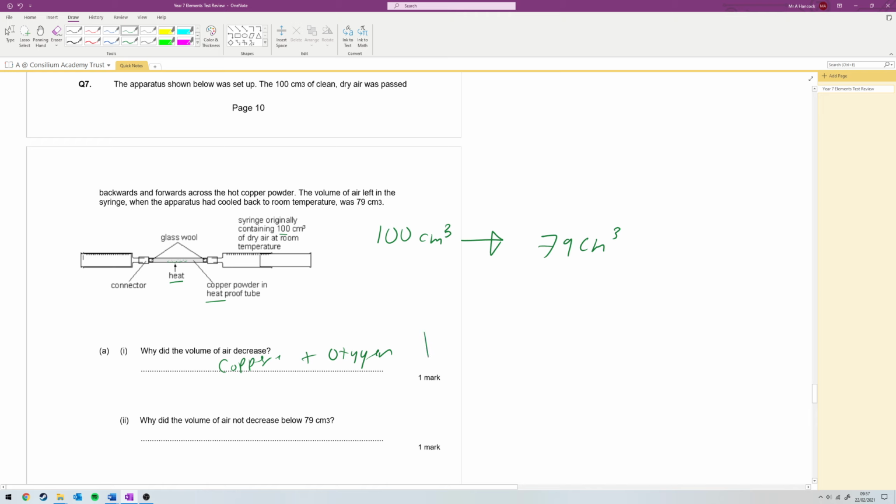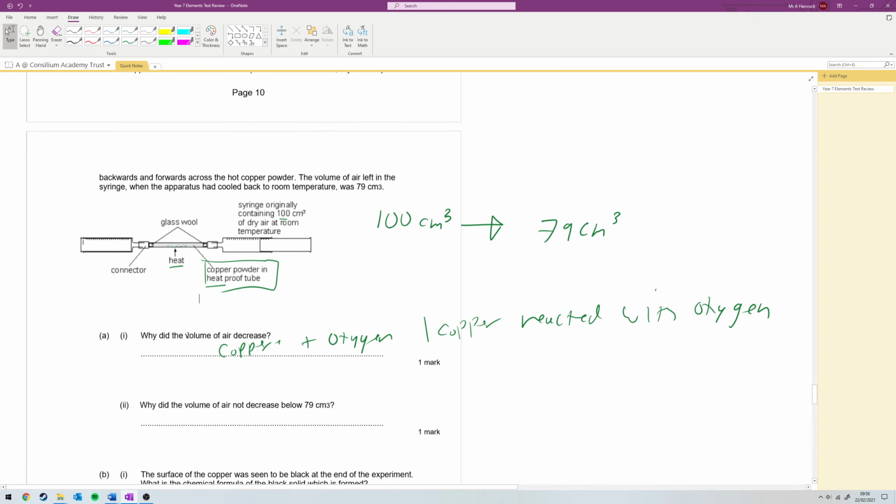So what I would write is copper reacted with the oxygen. Now, if you didn't know that copper reacts with oxygen, from this experiment, they've given you enough information for you to figure out that the copper, this copper here that they put in this tube, has reacted with the dry air. So you could have said copper has reacted with the dry air.